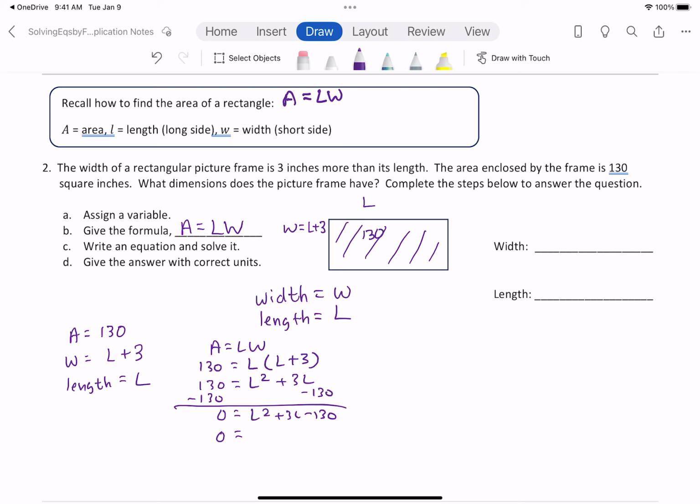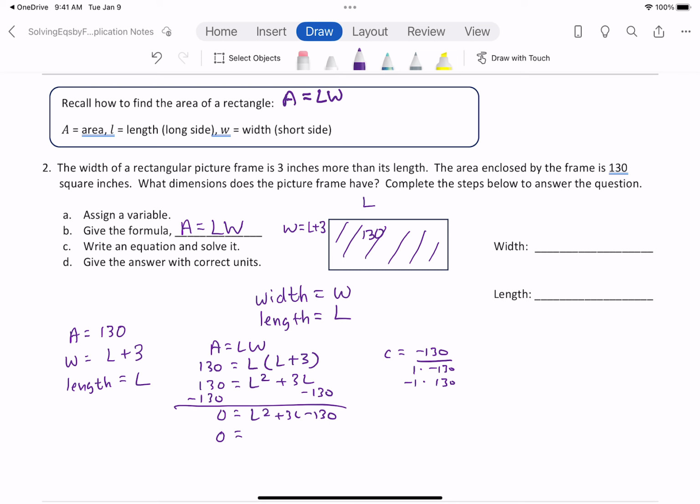Thankfully, A is 1 again. So I know that C is negative 130. So my factors, you can start with 1 and negative 130 if you want. There's a lot of factors of 130. You could do 2, 3, 5. There are going to be a bunch. You don't have to list all of those out. We know that we need a set of factors that will add to 3.